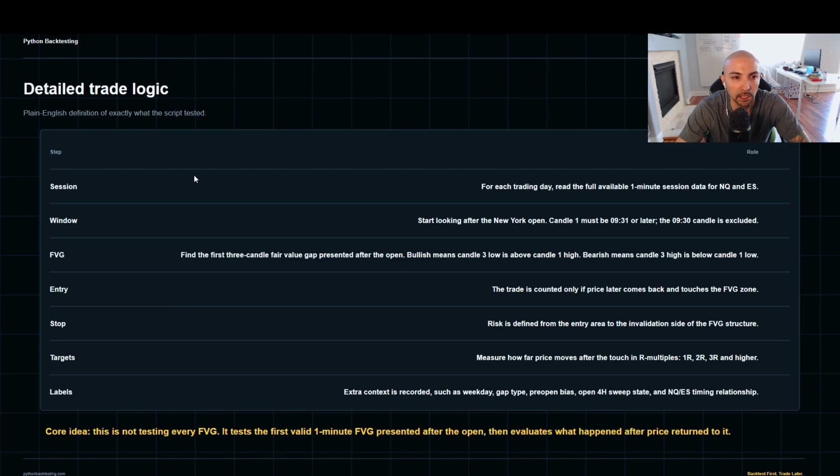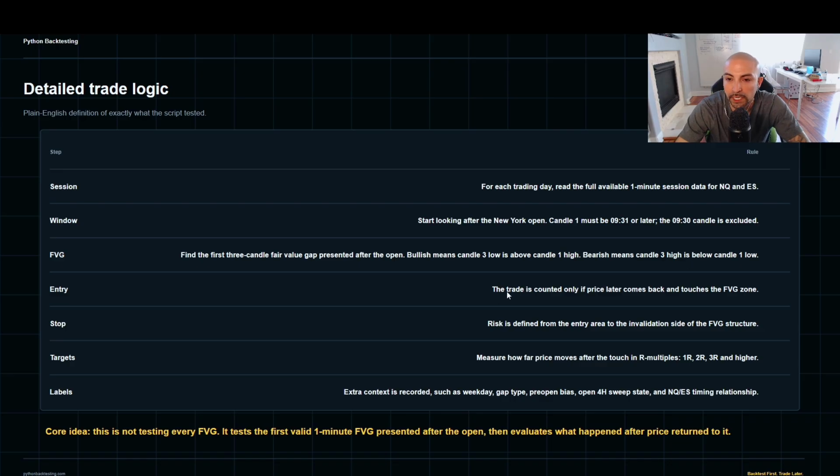So here is the detailed logic. We'll look at this and then I'll show you on the charts before we get into the data. For each trading day, I read the full 1-minute session data for NQ and ES. We're looking for the first presented fair value gap, and candle 1 must be after 9:30, so 9:31 or later New York time, the New York open. The code finds the first 3-candle fair value gap presented after the open. Bullish means candle 3's low is above candle 1's high, and bearish means candle 3's high is below candle 1's low.